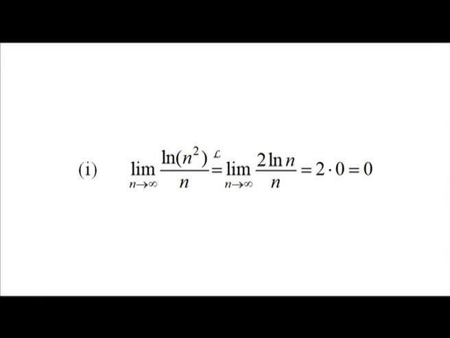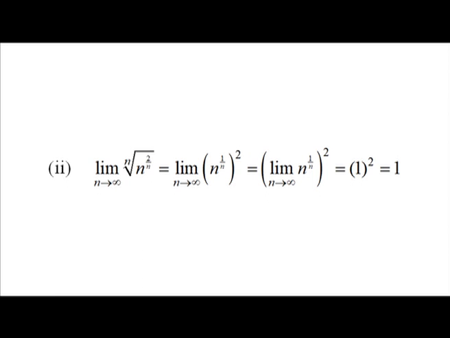We use the above table to evaluate the following limits. First one, the limit of natural log n square upon n as n approaches infinity equals the limit of 2 times natural log n upon n as n approaches infinity using L'Hopital's rule, which is equal to 2 times 0, which is equal to 0. Second one, the limit of nth root of n power 2 upon n as n approaches infinity equals the limit of n power 1 upon n whole square as n approaches infinity, which is equal to the limit of n power 1 upon n as n approaches infinity whole square, which is equal to 1.